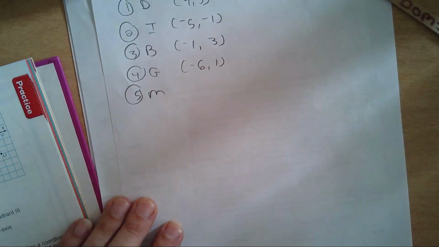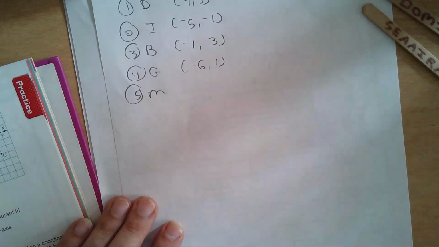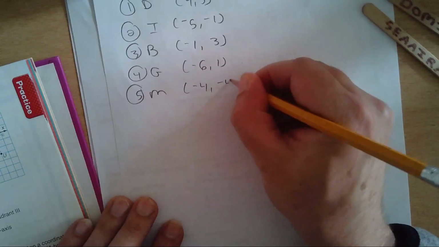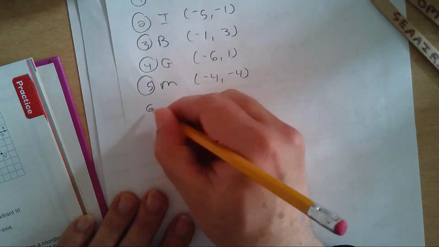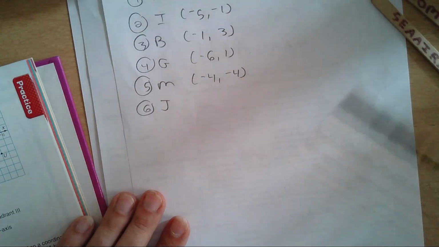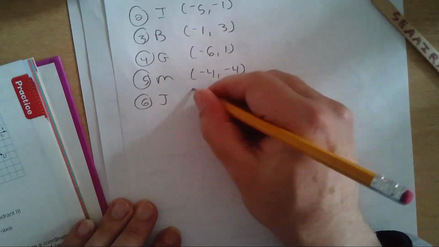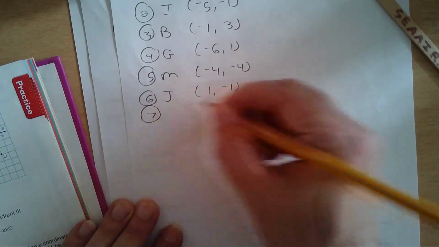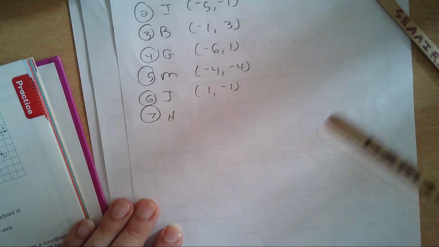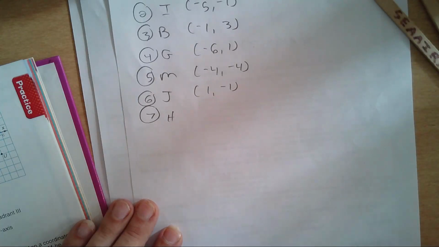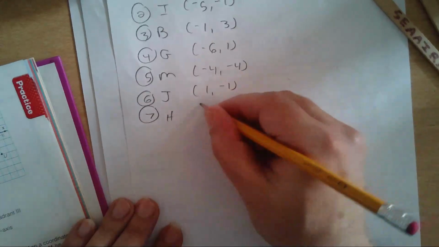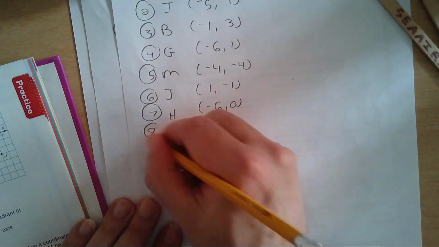I agree. Number 5, the M. -4, -4. Correct. Number 6, J. +1 and -1. +1, -1. You got it. Number 7, the H. -6 and 0. -6, 0. You got it.